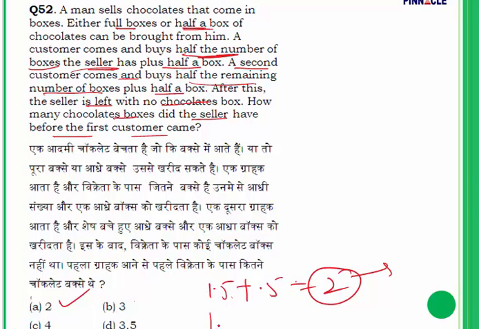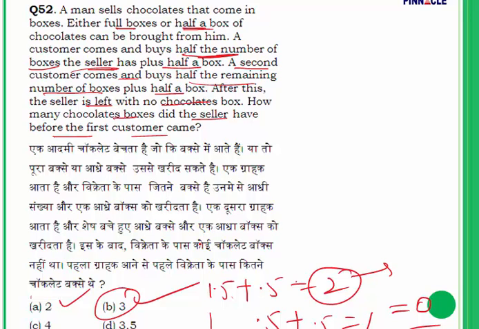Half of 1 is 0.5, plus half, because the second customer is taking half of the remaining plus half. Half of the remaining is 0.5, plus half is 0.5, that is 1. It means after taking 1, the remainder would be 0. So this option is the answer.